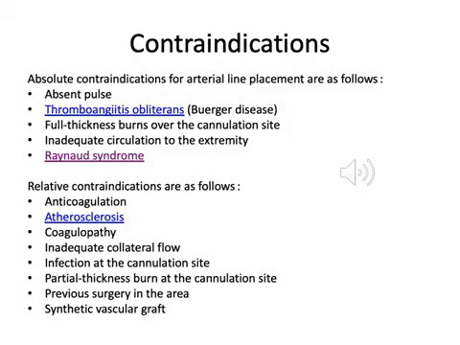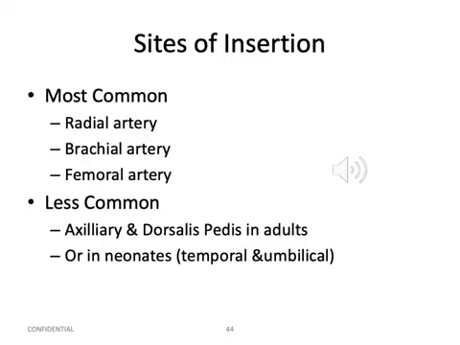Again, before inserting the arterial line we need to make sure we have adequate circulation to the extremities and that there is no contraindication that could affect the blood supply to the extremities. In terms of sites for insertion, the most common are radial, brachial, and femoral. Radial and brachial are used more than femoral, and most of all radial. Less common are axillary, dorsalis pedis in adults, or in neonates sometimes temporal or umbilical artery. These are less common because their accessibility and feasibility are less.